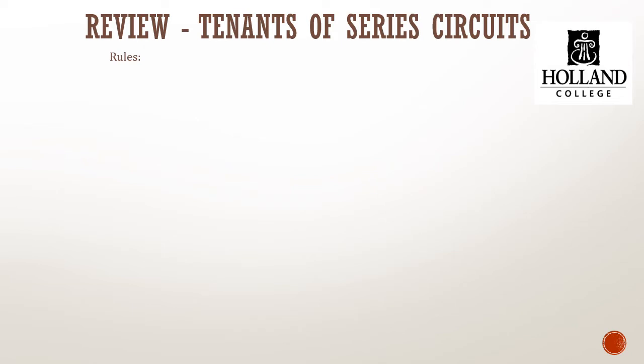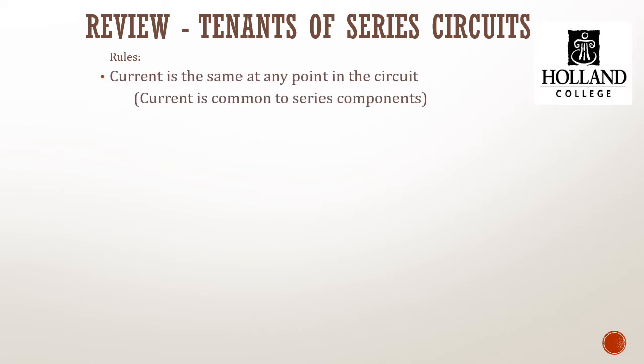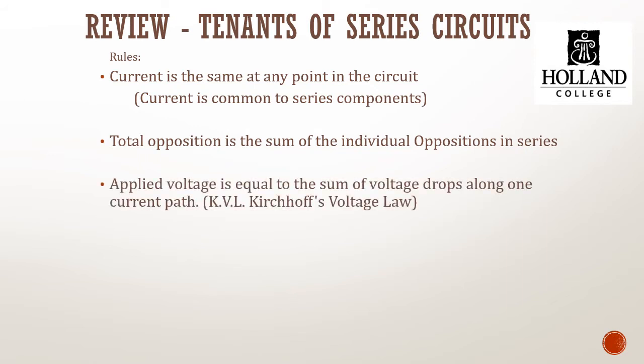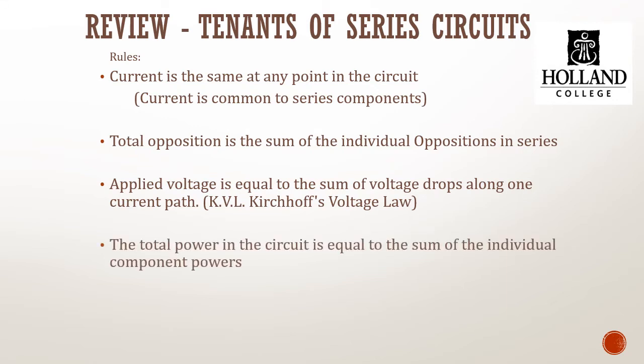A quick review of our series circuit's tenets: current is the same through any series set of components. The total opposition equals the sum of the individual oppositions together in series, and that turns out to be a vector sum in AC circuits. The applied voltage adds, and the total power of the individual powers add as well. Don't forget, in an AC circuit, everything is a vector sum. There's always an angle.